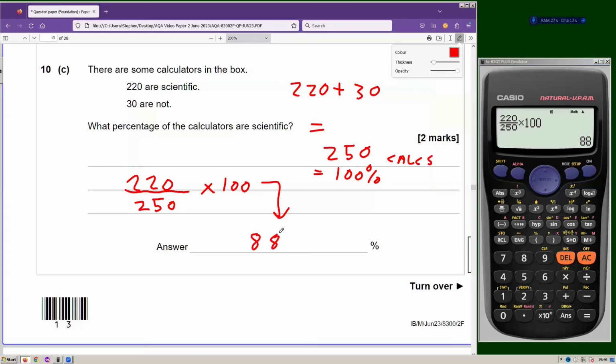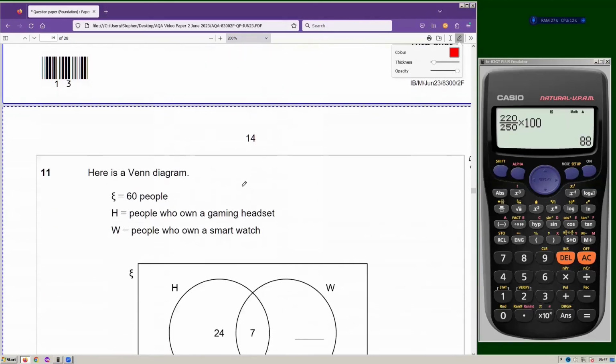Certainly more than the other ones. And if you think about it, 30 is roughly a little bit more than 10% of 250. So 10% off of 250 is going to be 90%. So 88 is about right. Well, 88 is right, sorry.